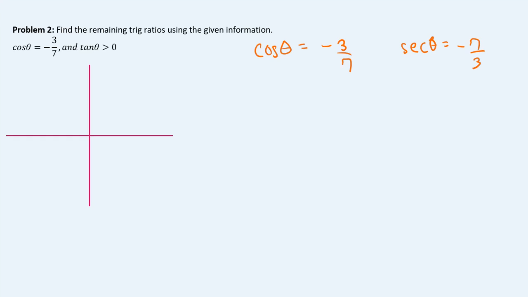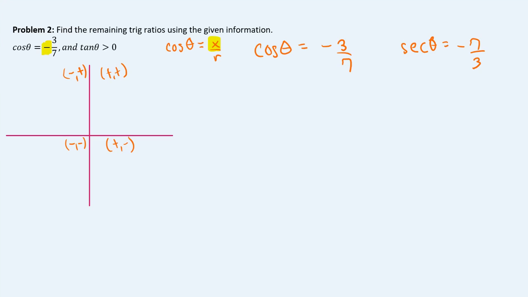So cosine here is -3 over 7. Well, cosine theta is x over r. Your radius is always a length, so your radius is always positive, which means we need to figure out what quadrant this is in, given the information that we have an x value that is negative. So if we look at this, in the first quadrant, it's positive, positive. The second quadrant is negative, positive. The third quadrant is negative, negative. And then the fourth quadrant is positive, negative.